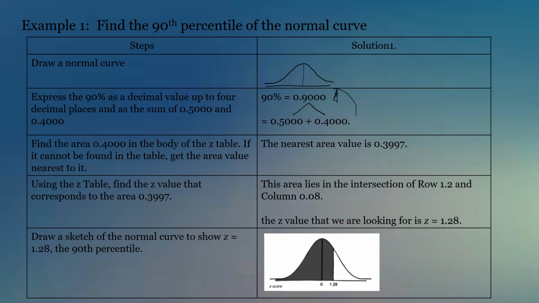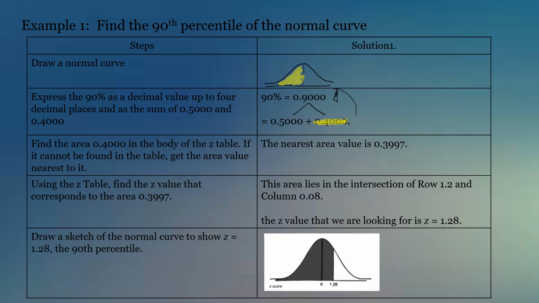Okay, so second step. Itong 0.5, automatic ang ating area nandito yan. Yan yung shaded part ng ating 0.5, yung kalahati. How about the 0.4? Yun yung aalamin natin dito sa right side. So find the area 0.4000 in the body of the Z table.